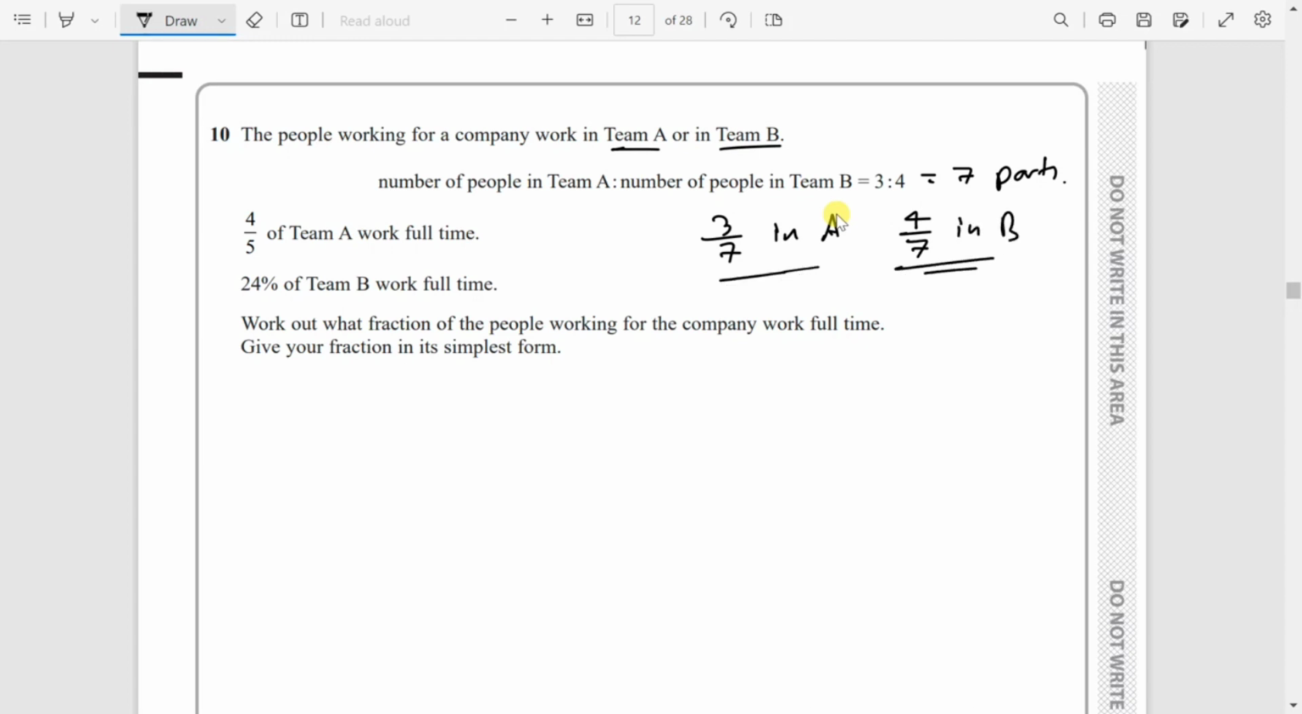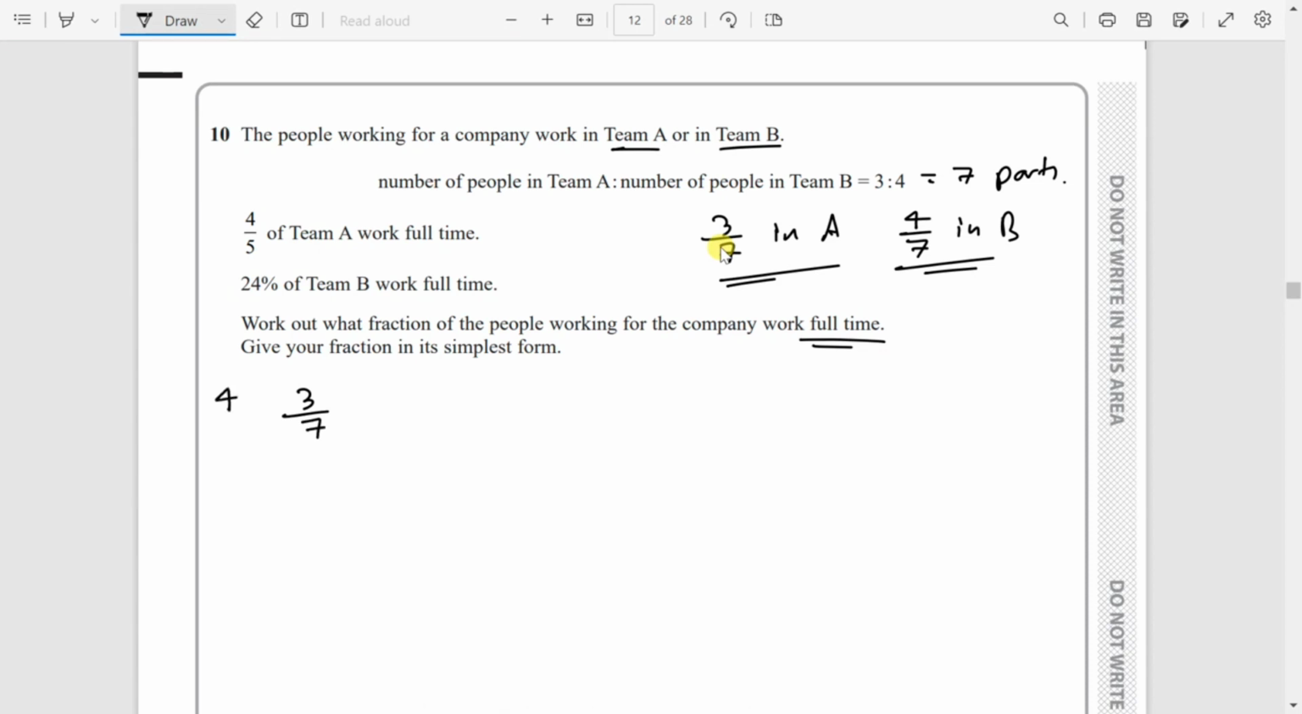This is very important, guys. If you note this down, it'll make the rest of them easy. Now we know that 4/5 of team A work full-time, and 24% of team B work full-time. Work out the fraction of people working in the company full-time. Clear and specific, no part-time. I like that. That means 4/5 of 3/7 are in A.